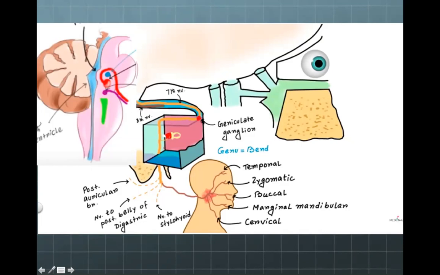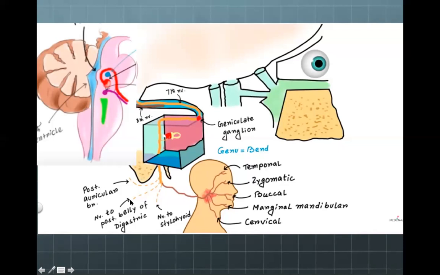At the angle here is the geniculate ganglion. The geno means bend, because it bends back posteriorly through the middle ear, then goes down to go out through the stylomastoid foramen. Here the styloid and the mastoid body.